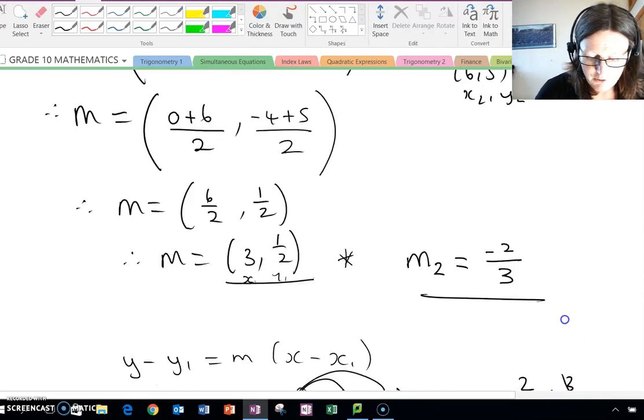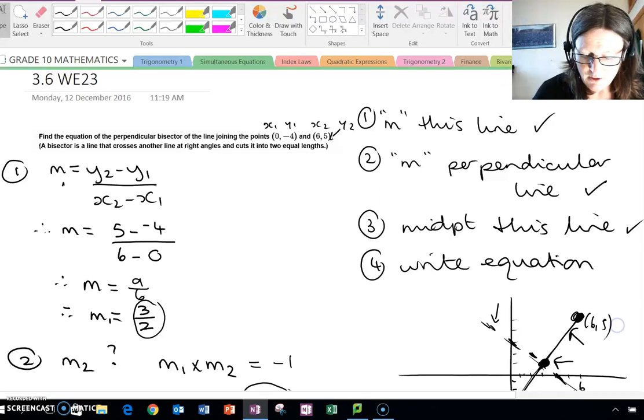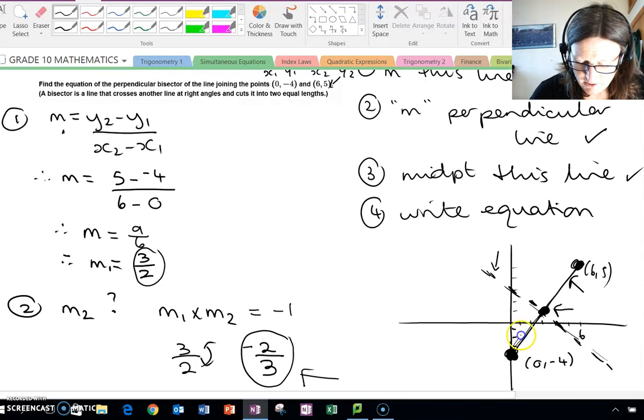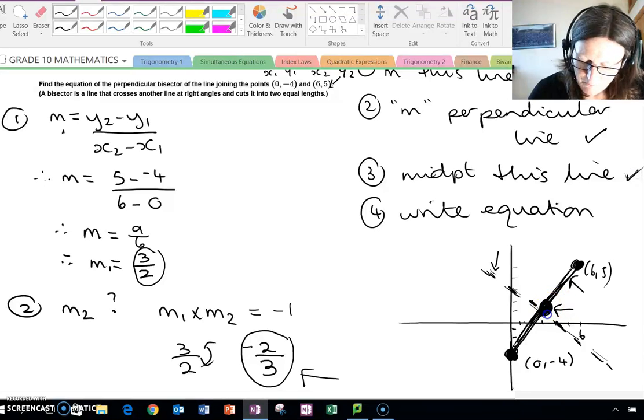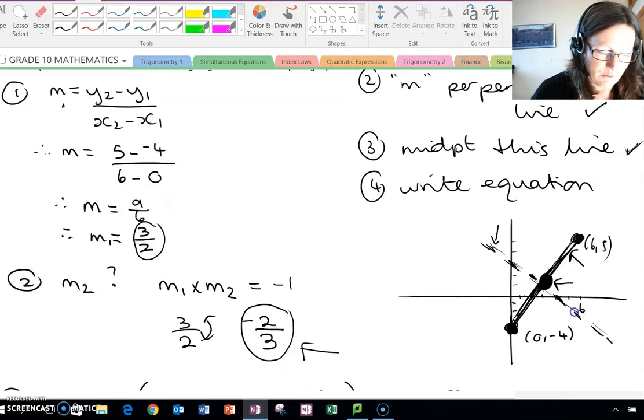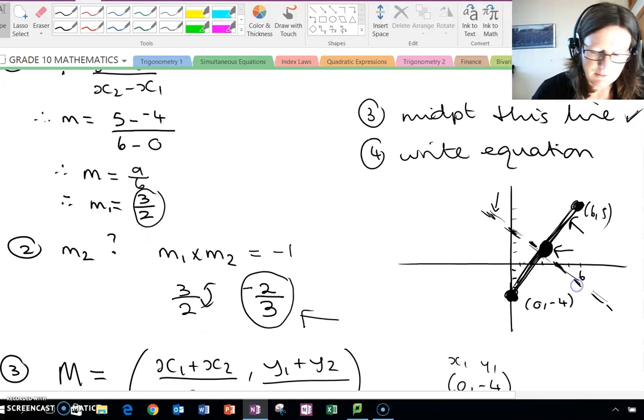A lot of work, right? We had to find the gradient of this original line. By finding that, we could work out the gradient of the perpendicular line. The line went through the midpoint of our original line, so we needed to find our midpoint. And then we had one point, the midpoint, and the gradient, which gave us enough to work out the equation.